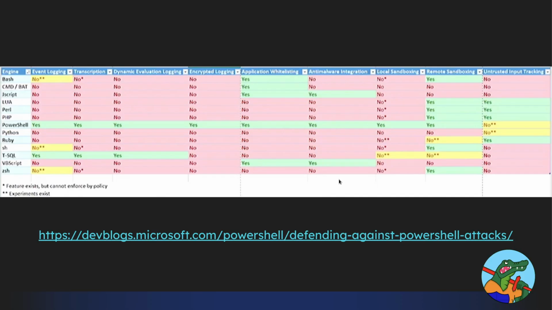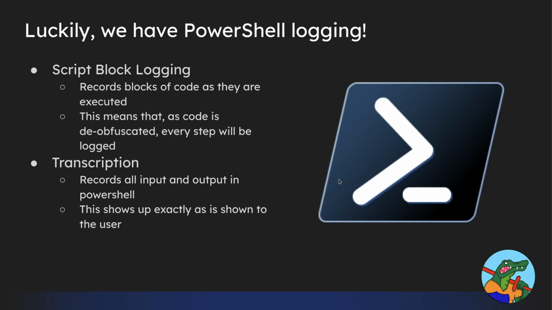I had a question on the transcription, because it does the actual command. For example, ls, isn't that an alias for Get-ChildItem? So would it log Get-ChildItem? Transcription would show you ls, and then it would show the output. The script block logging would show ls, and then it would show Get-ChildItem. Does that make sense?